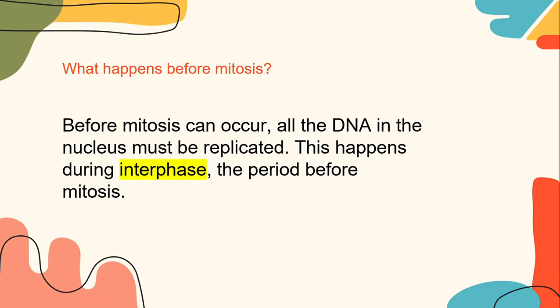Okay, before we know what happens in mitosis, what are the stages or the phases of mitosis, we need to know what happens before mitosis. The cell needs to prepare itself before performing the phases of mitosis. So the most important thing is that the DNA in the nucleus must be replicated. And this happens during a phase known as the interphase. So we call the period before mitosis, where the cell prepares itself, interphase, where the DNA will be replicated. The amount of DNA will be increased.